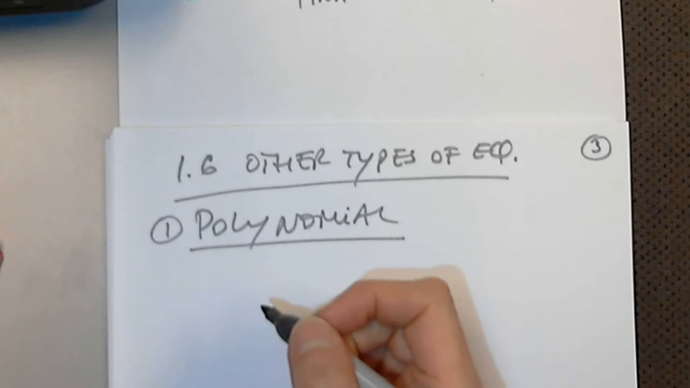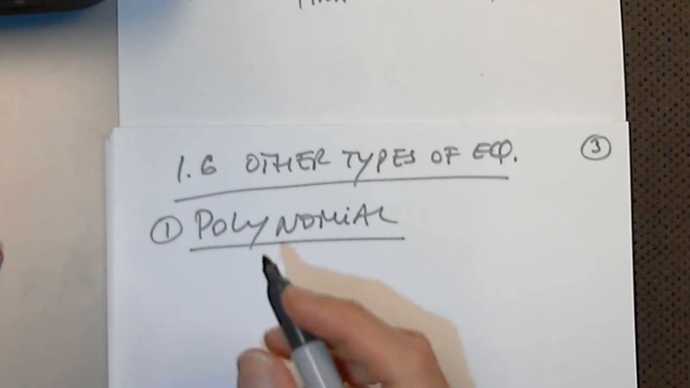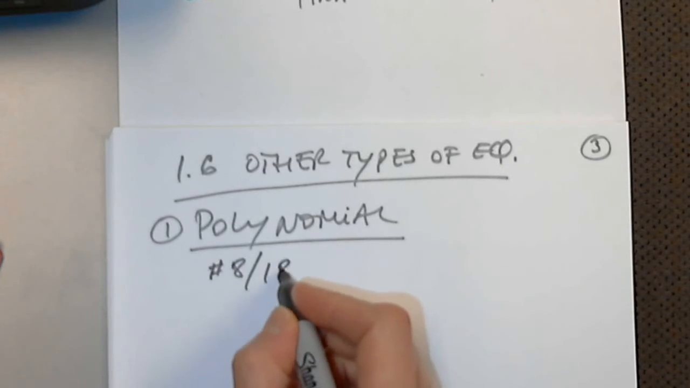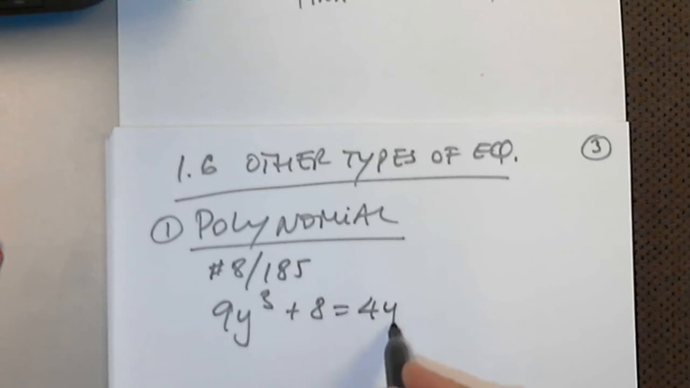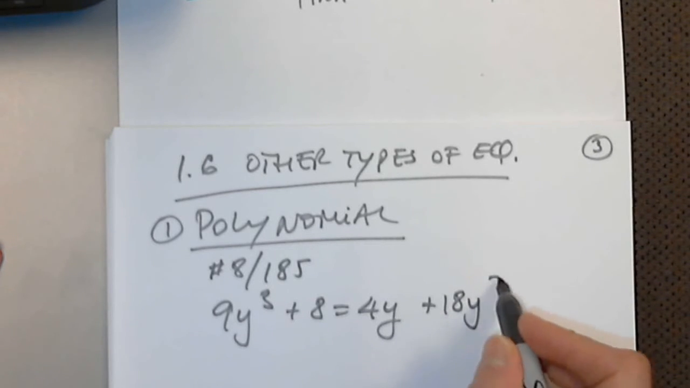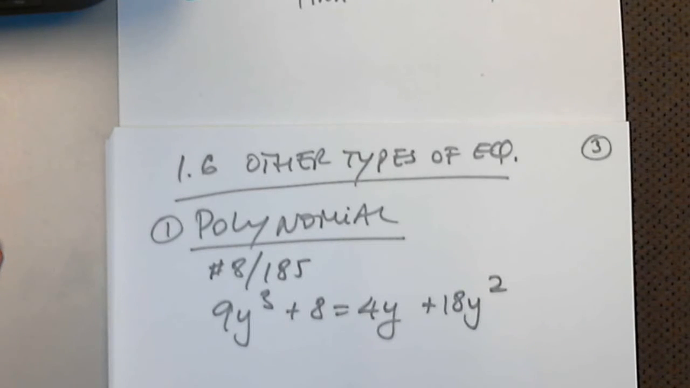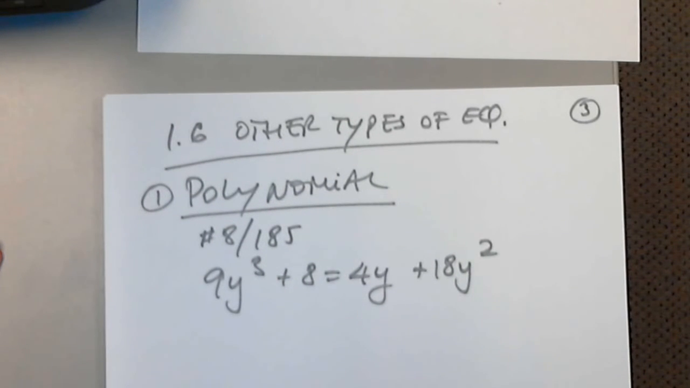Okay, so here's a problem for us, page 185. Problem 8 on 185. And here it is. 9y cubed plus 8 equals 4y plus 18y squared. What is the degree of this polynomial? Degree 3. How many solutions will I have to present? 3. Degree 3, 3 solutions. Perfect. What do you think I'm going to do first?